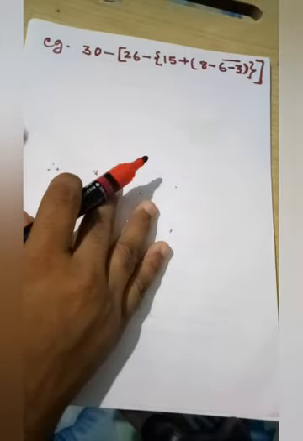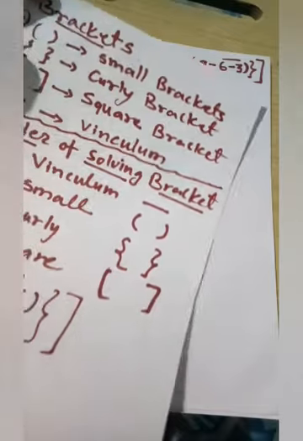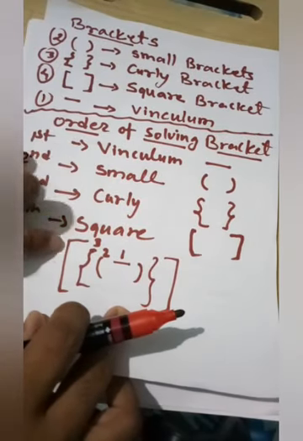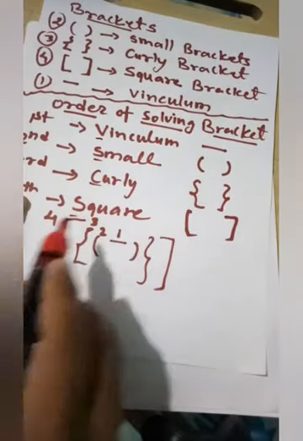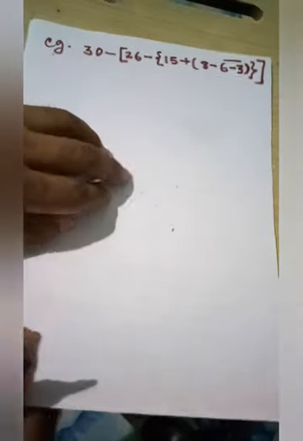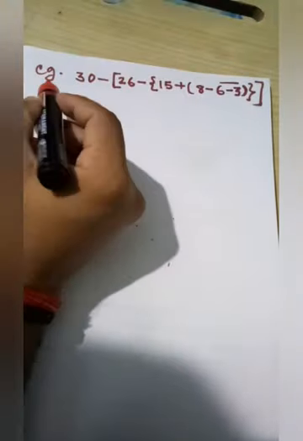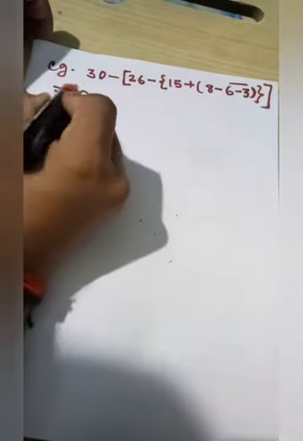So let's start. What was the order? I hope you remember, but if you don't remember, again I want to show you. First is the vinculum, that is VSCS, you can remember VSCS. So first we start solving with this small bar bracket, or what we sometimes call vinculum. So let's start. The first one is 30.